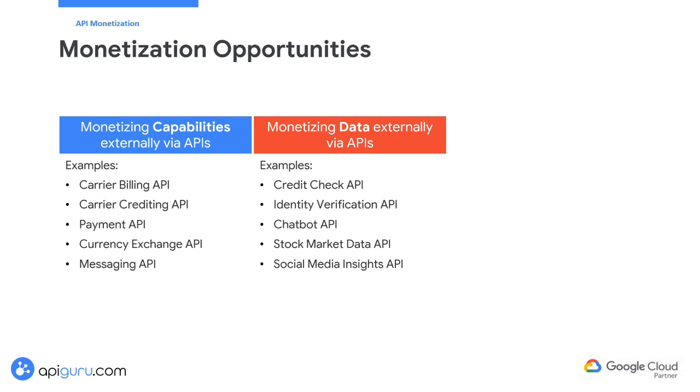Next, we have data you possess or aggregate. Data is a goldmine. If you have valuable or unique data, you can turn that into revenue through your API. For example, OpenWeather aggregates weather information from around the globe and offers it through its weather API.